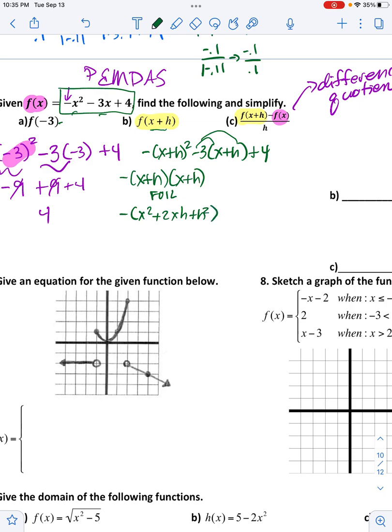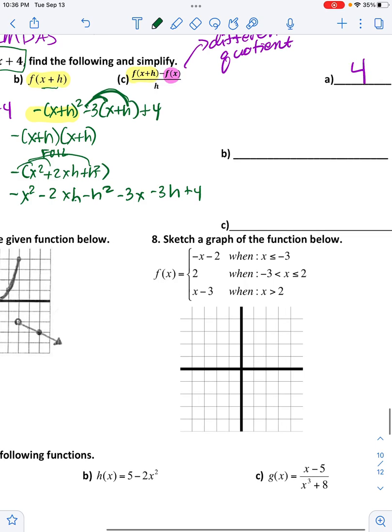But this one has a negative in the front. So I distribute that negative. I've so far only been working with this, so I have not added any other parts yet. So if I distribute my negative, I get negative x squared minus 2xh minus h squared, and then continuing on from up here, I get negative 3x minus 3h, and then my little caboose of a plus 4 hanging at the end. We talked about this in class. Oh, and actually that's my answer for that part.